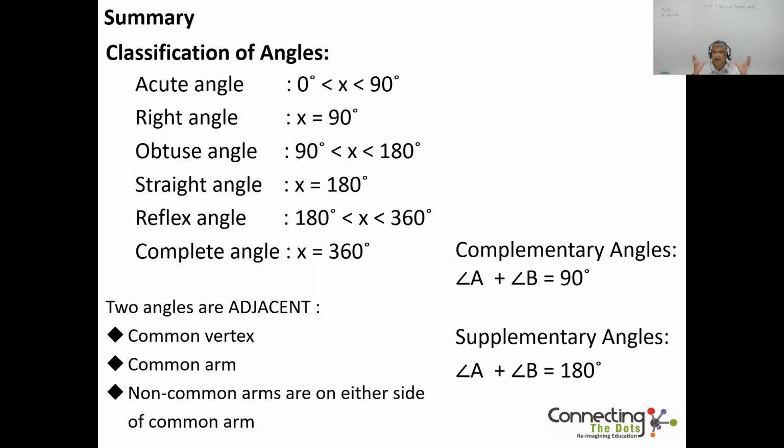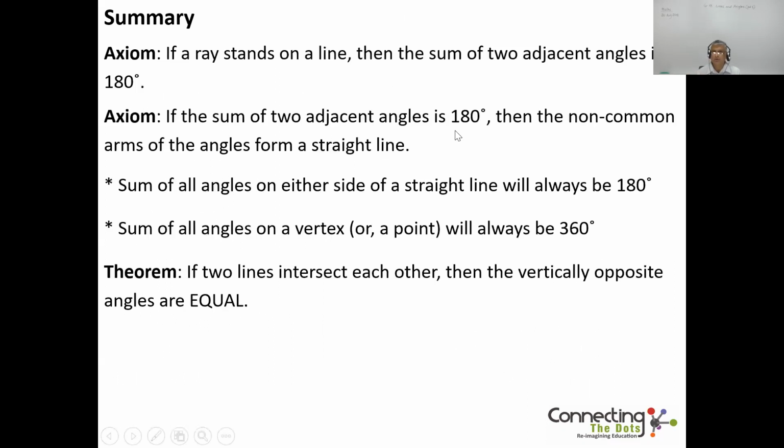Then we learned about adjacent angles. Adjacent means neighbor angles. There should be a common arm, and the non-common arms should be on either side of the common arm. Otherwise, they are not called adjacent. Then we went over the definitions of complementary and supplementary angles. Then we learned two theorems. One was the linear pair of angles theorem, which says that angles on one side of a line will always sum to 180 degrees. The sum of all angles at a point or a vertex will always be 360 degrees.